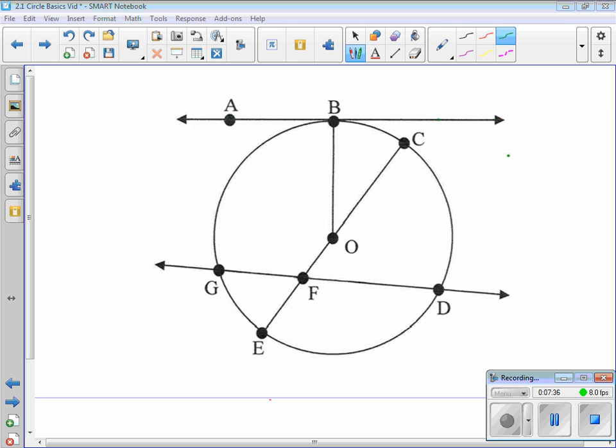We could talk about secants. Here's an example of a secant right here. A secant is a line that touches the circle in two places. Okay, and so we'd call that secant GD.